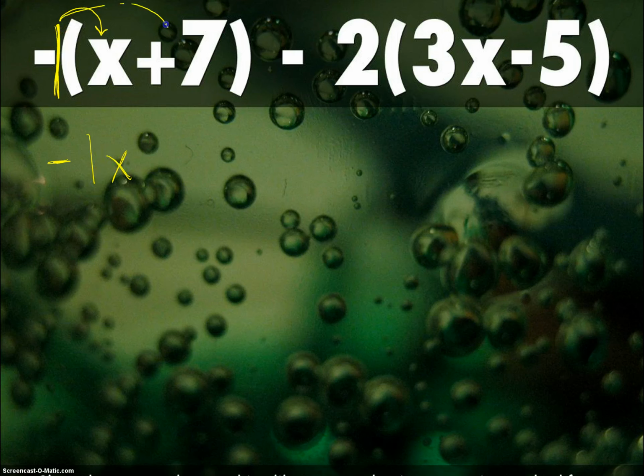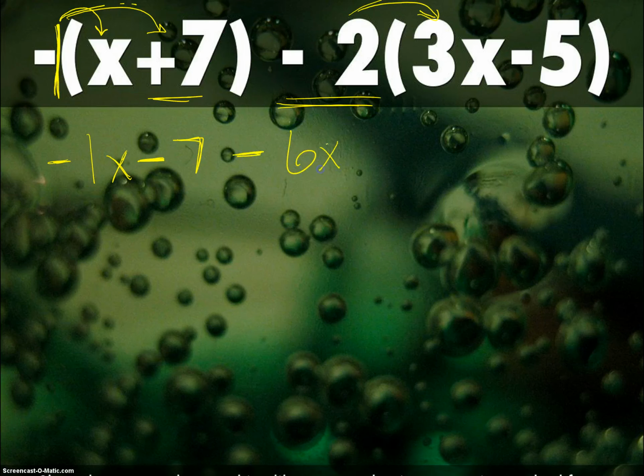What's negative 1 times a positive 7? The signs are different, so your answer is going to be negative. Negative 1 times a positive 7 gets you negative 7. Now I have a negative 2 multiplied by everything on the inside. Negative 2 times 3 gets you a negative 6x. A negative 2 times a negative 5. A negative times a negative is a positive. So positive 10. From here, I want to look to see if I have anything that is alike.